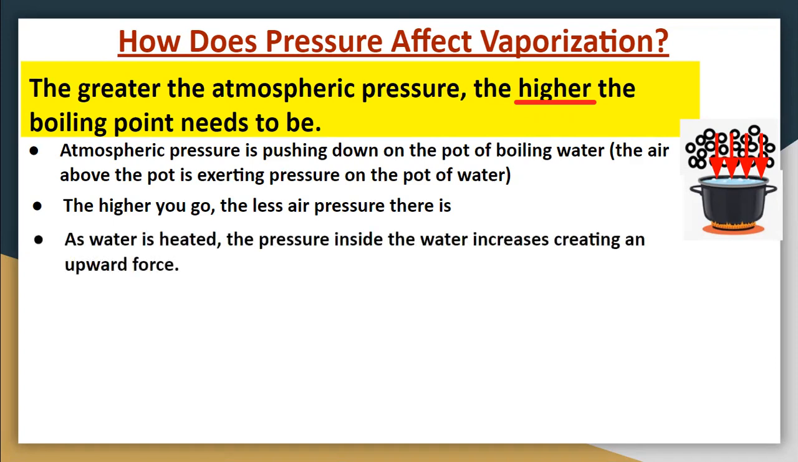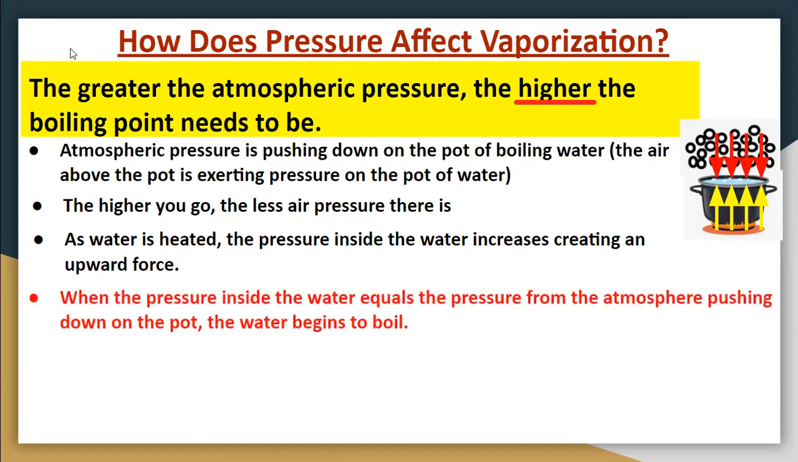As water is heated, the pressure inside the water increases, creating an upward force. Okay, now we got an upward force and a downward force. The upward force, the yellow arrows here, has to overcome the downward force from the air pressure. When the pressure inside the water equals the pressure from the atmosphere pushing down on the pot, the water begins to boil. It has to get more pressure to escape.